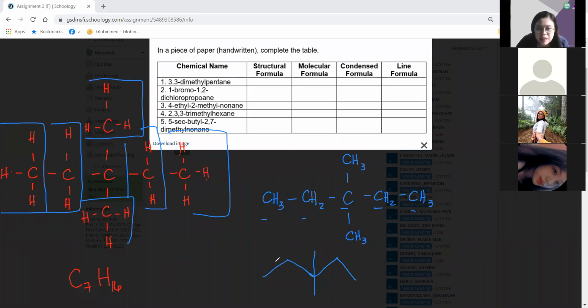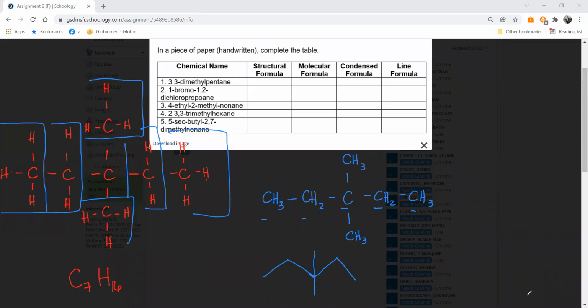If we count that, we will really have 5 carbons. 1, 2, 3, 4, and 5. And yung substituents natin here at carbon number 3, they are located on top, and then the other one is nasa baba. So that is now the line formula for our compound. Any question or clarification? O baka magkaiba tayo ng sagot and then you want to clarify something?